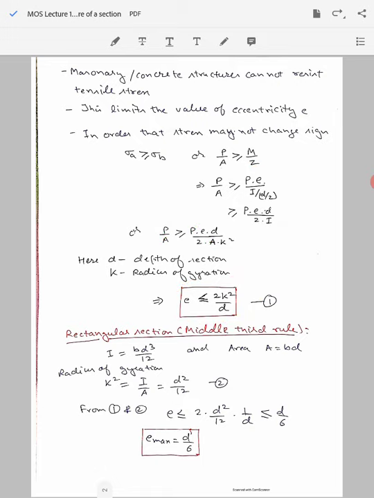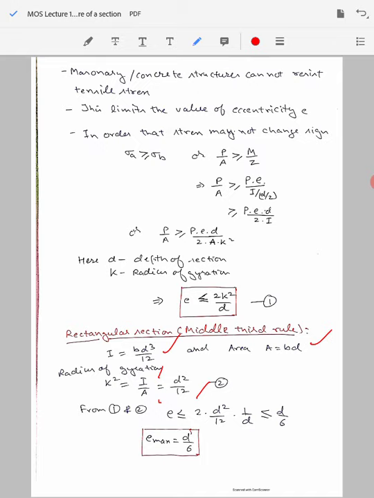Now let's find out how this formula will work for different kinds of sections. Let's start with the rectangular section. For the rectangular section, the value of I is given by BD cube by 12. This is what we are familiar with. And the area of cross section of the rectangular section will be simply width multiplied by depth, B into D. If I substitute these values for I and A, that gives me the value of k square as D square by 12.